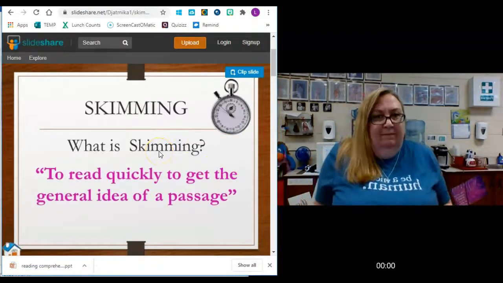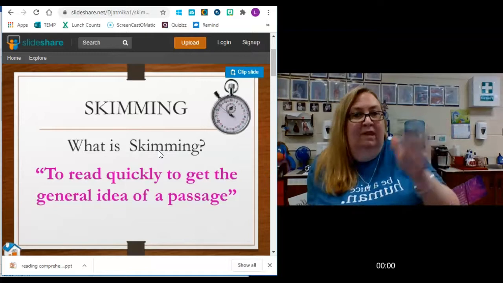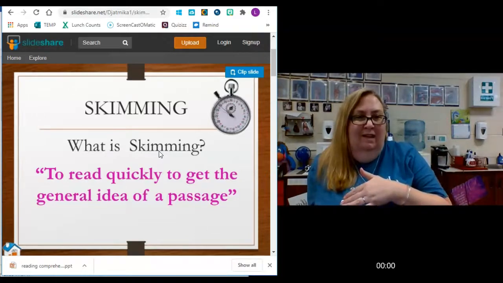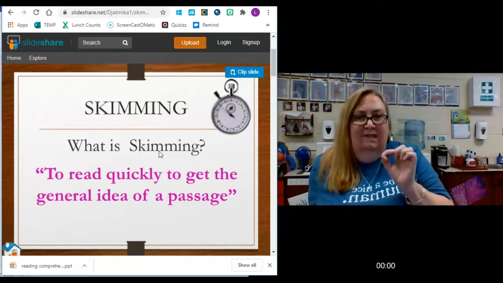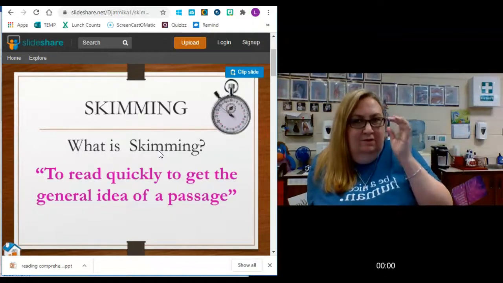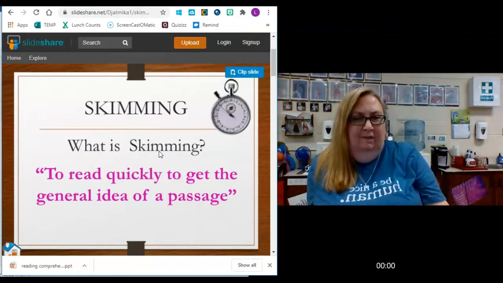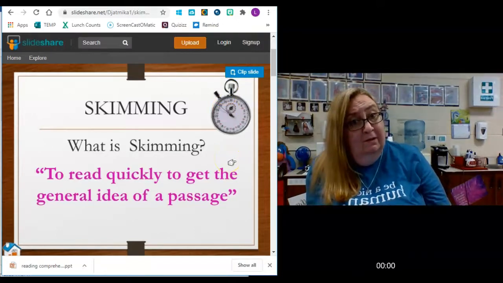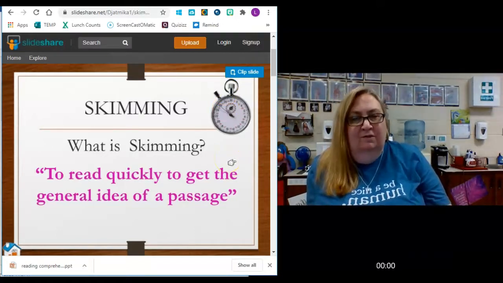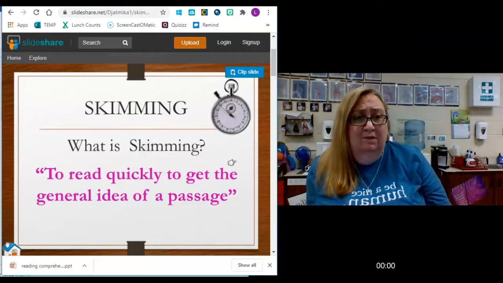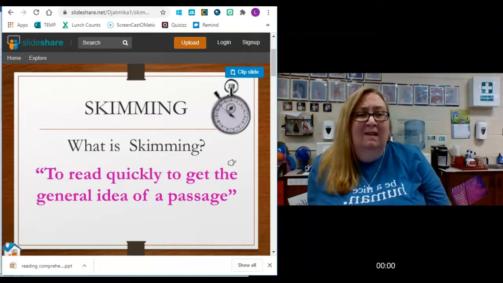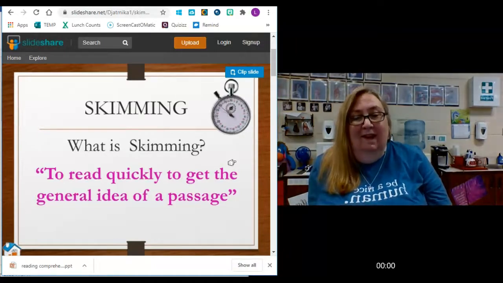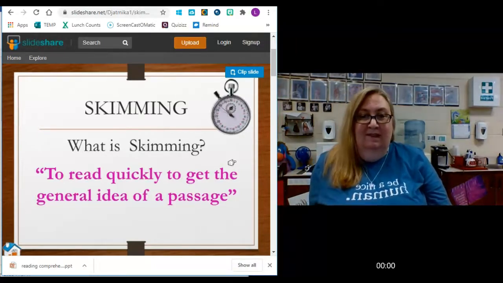So what is skimming? Skimming is when you just read quickly over the passage just to get a general idea. You're not looking for those teeny tiny details. You're not looking for things that are super important. You're just kind of skimming over it. This is not the kind of reading you should do for Bellringer. It's not the kind of reading you should do for an EOG. It's not even really the kind of reading that you should do for a book that you want to enjoy. Skimming is when you're looking ahead to see what we're going to talk about the next day and you just skim over a passage to see what it's about.